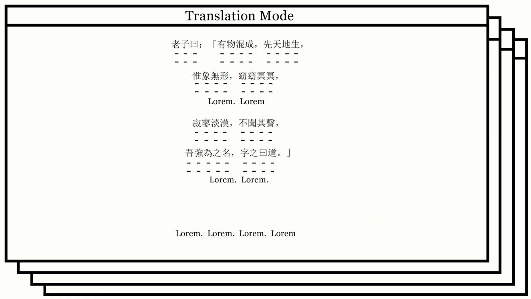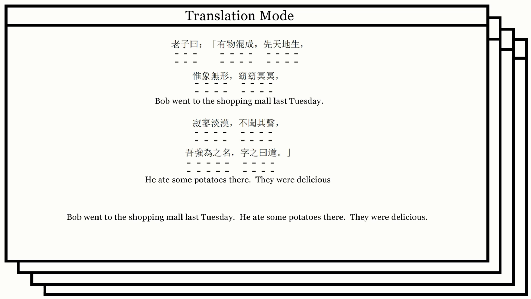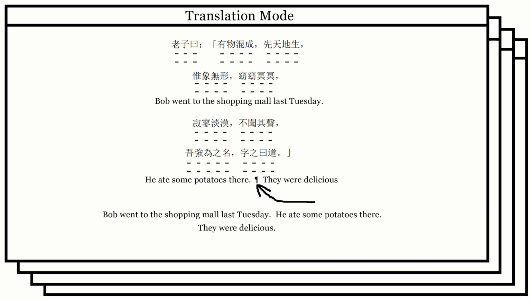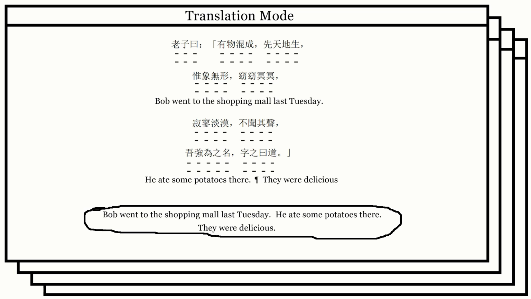Okay, let's say the user types in a translation of the first chunk, so he changes it from lorem lorem to Bob went to the shopping mall last Tuesday, and changes the translation of the second chunk to he ate some potatoes there, they were delicious. And now the paragraph form automatically updates, and it has the translations for both of those chunks joined together. And now suppose the user adds a pilcrow character before they were delicious in his translation of chunk 2, and now paragraph form has 2 paragraphs, and the break between them corresponds to where he put that pilcrow character in the chunk translation.